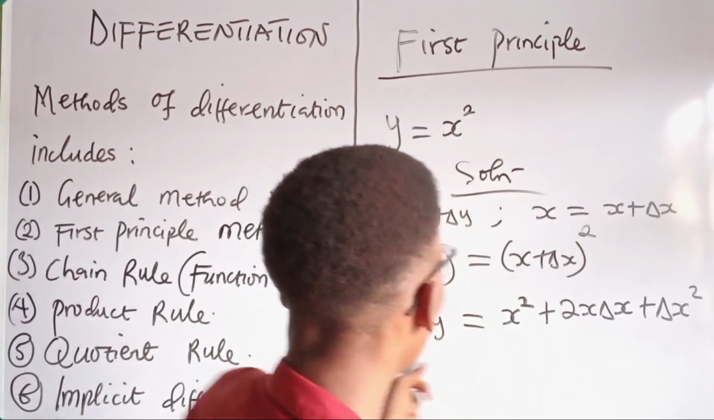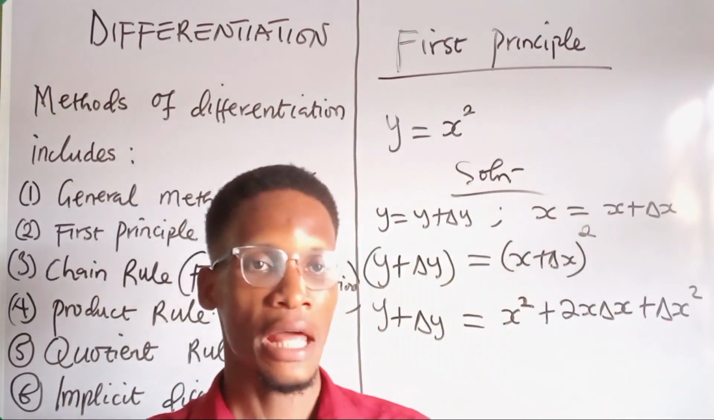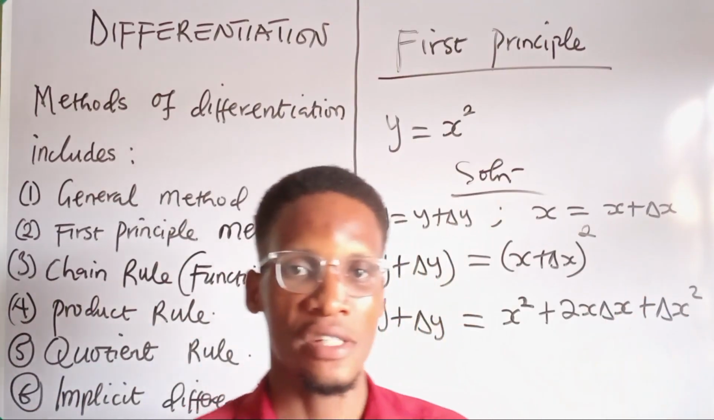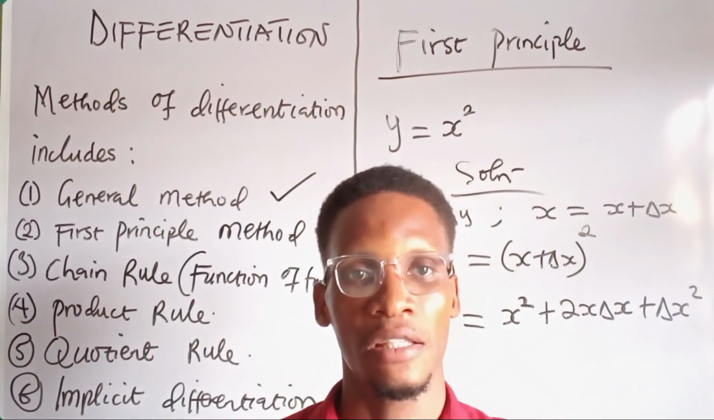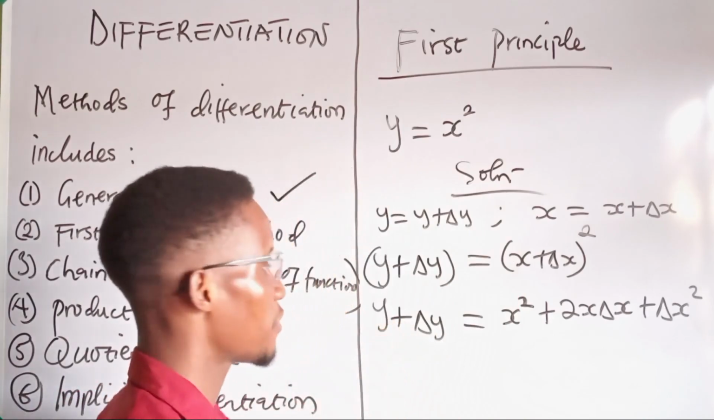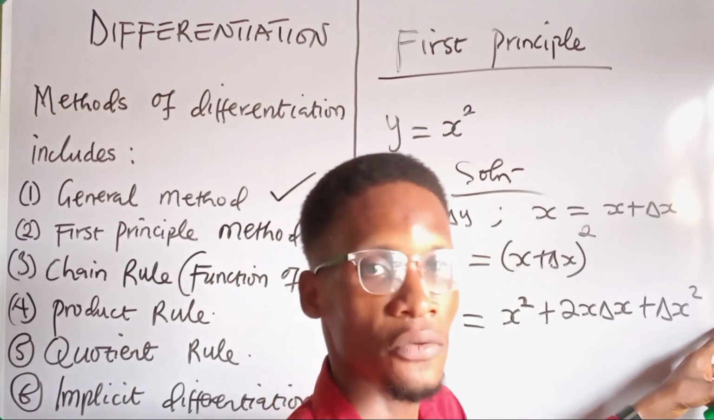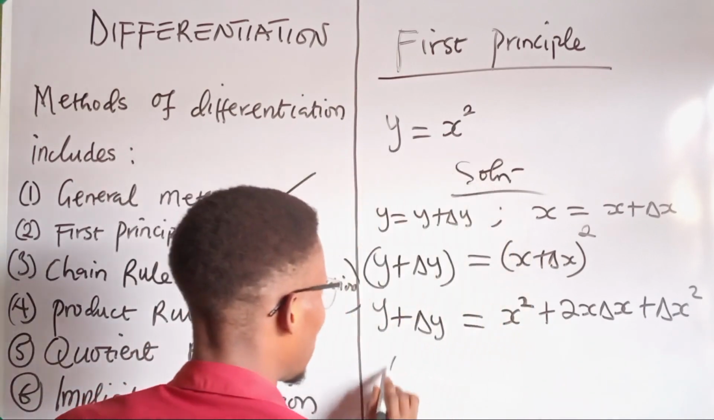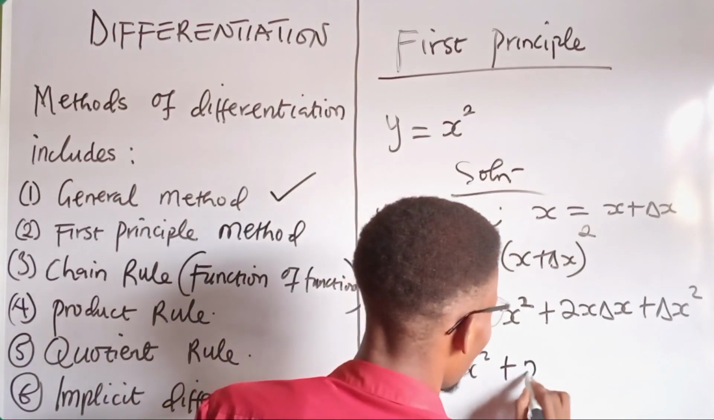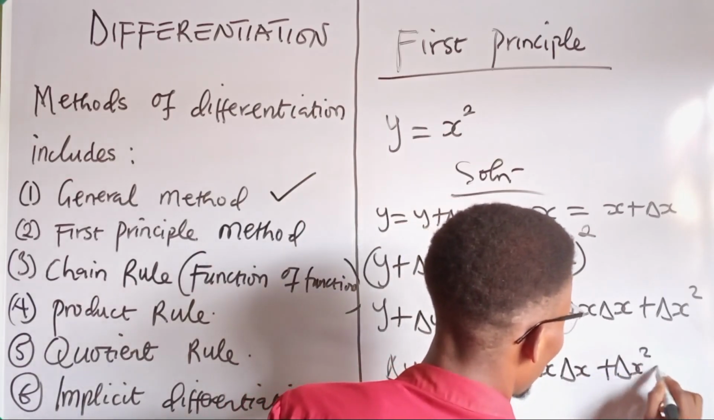To do this, y has to go to the other side of the equation. And remember, whenever a number crosses the sign of equality, the sign changes. If it's positive, it changes to minus. If it's negative, it changes to positive. So y, having a plus sign, will change to minus when it crosses to this side of the equation. That gives change in y equals s squared plus 2s change in s plus change in s squared minus y.